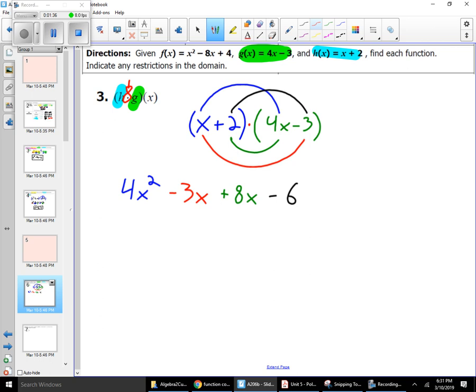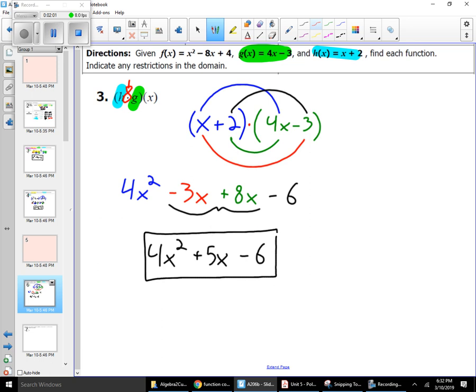That's just our generic FOIL process for multiplying two binomials. That can happen when you are multiplying functions. We have some like terms we can combine here in the middle. So the positive 4x squared, hanging around, no like terms for him. But negative 3x and 8x, those two we can combine. That will be a positive 5x. And then negative 6, our constant, just tagging along.